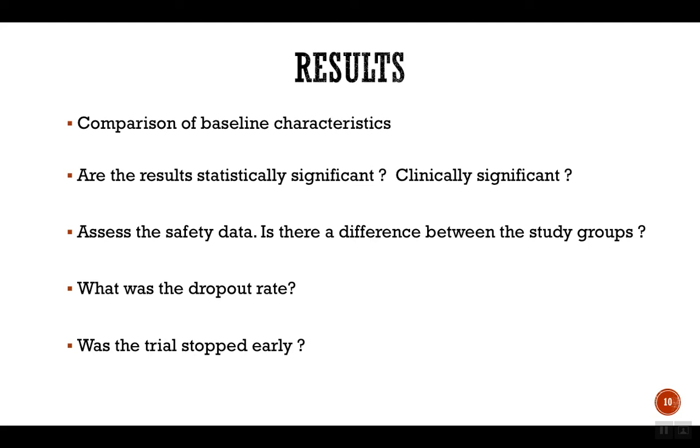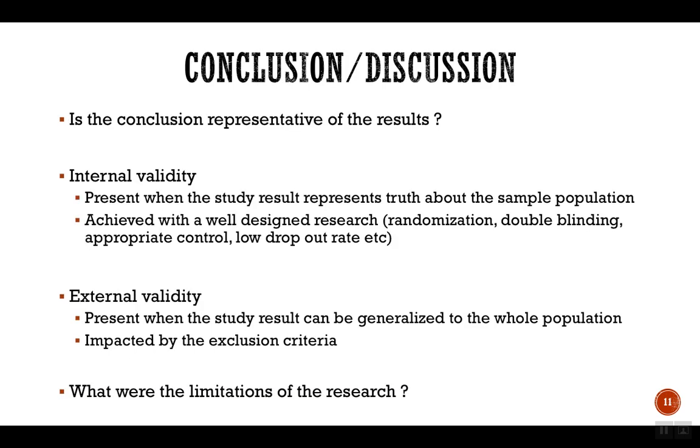You also want to assess the safety data. Is there a difference between the study groups? Is there a reason why one group had more patients drop out compared to the other group? And also, was the trial stopped early, right? That's very important. A trial could stop early due to several things. One being that there was a lot of toxicity associated with the active medication, or it could be that the active medication was showing a lot of benefit, so that's why they stopped it early. So if they mention that they stopped the trial early, you just want to know why they did that.